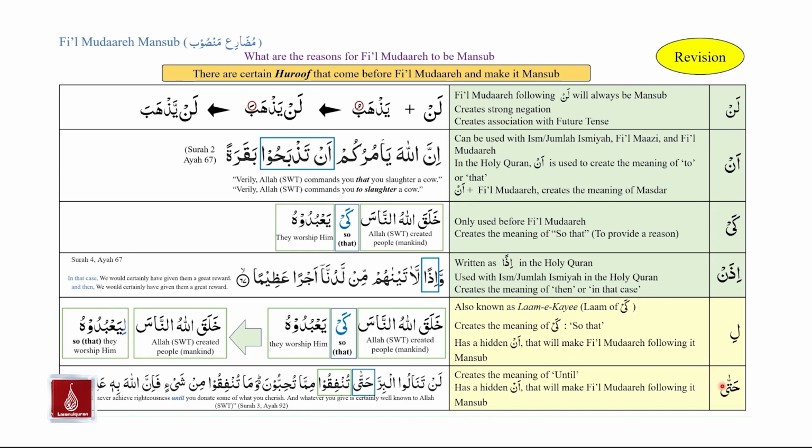Finally, we have hatta. Hatta creates the meaning of until. Hatta also has a hidden an in it, and it will make the fi'il mudare following it mansoob. And we studied the example from Surah number 3, ayah number 92 of the Holy Quran. You will never achieve righteousness until you donate some of what you cherish. And whatever you give is certainly well known to Allah.